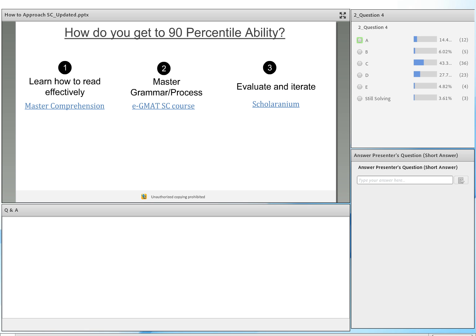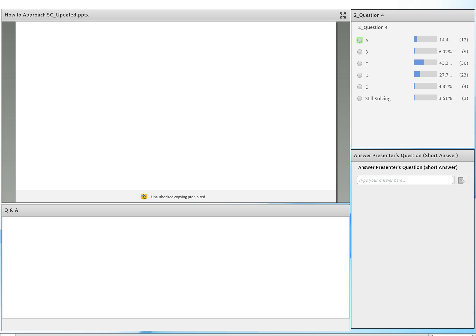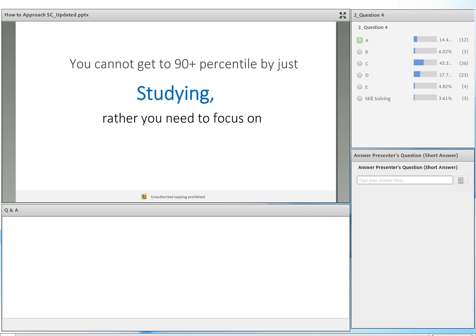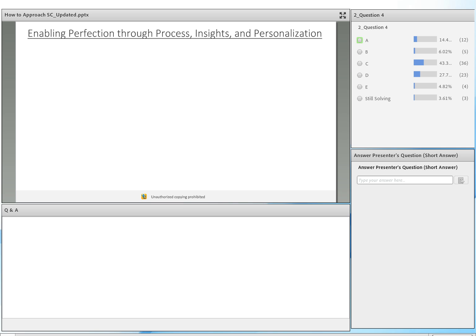So let's come back. Now, the next 2 points are mastering the grammar and the process, and then evaluating and iterating. And one thing that I would like to tell you is that you can't just get to that 90 percentile by simply studying. Instead, you need to focus on perfecting. And there are these 3 pillars that you have to understand.